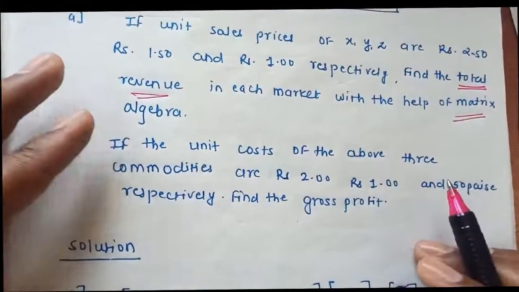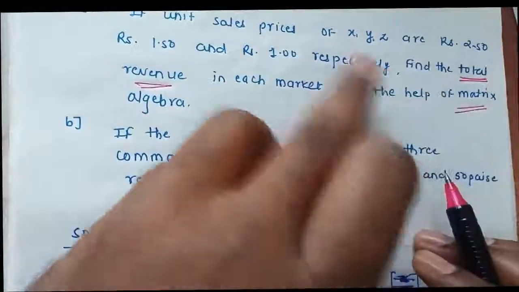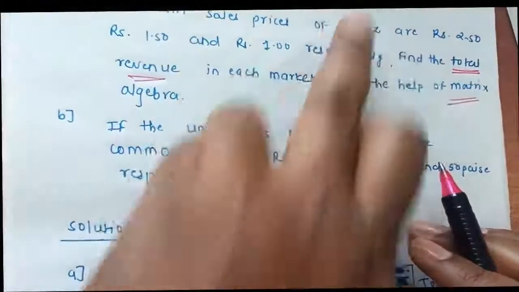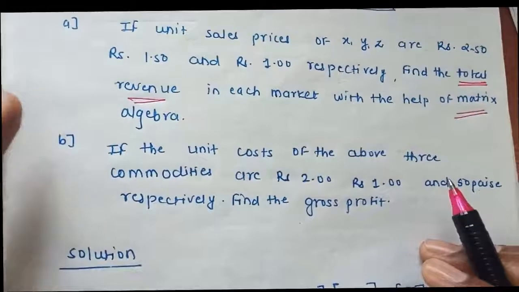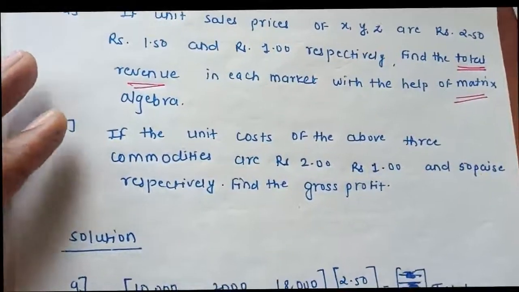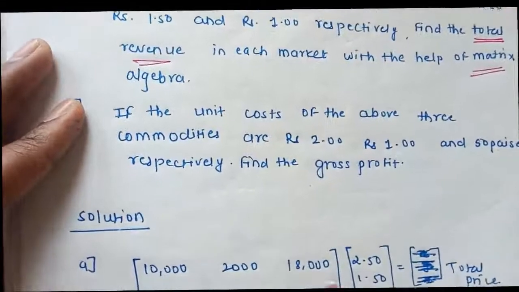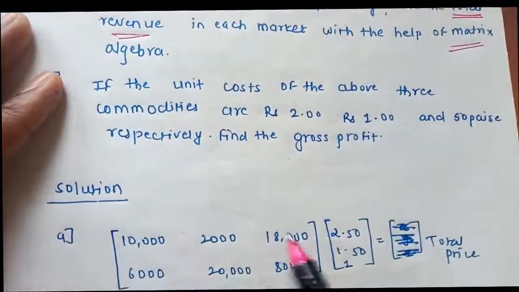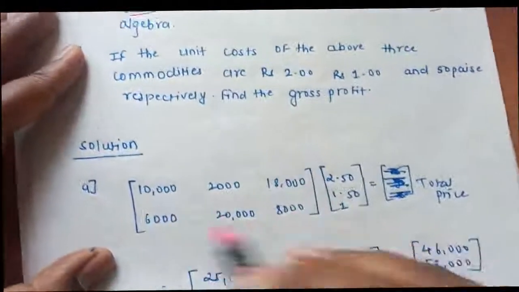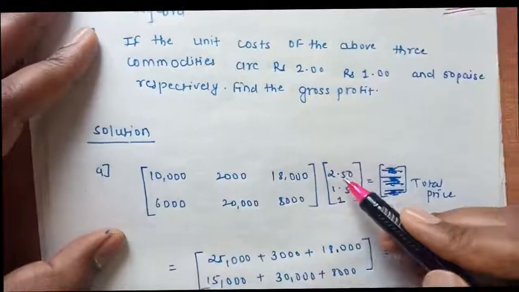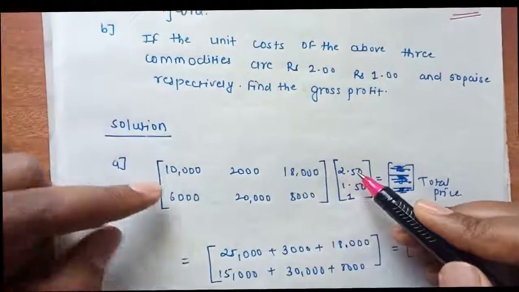Even simply, after multiplying 10,000 into 2.50, 2,000 into 1.50, 18,000 into 1, and adding, you will get the total revenue, but we have to find it by using the matrices. So this is the matrix of X, Y and Z products, and this is the respective price. This is the matrix I have to multiply with the individual prices for each piece of copy.